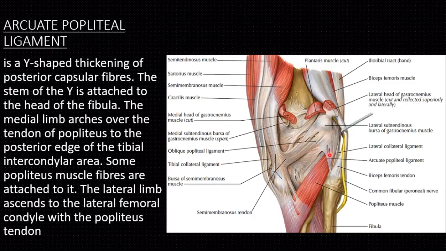It is arching over the tendon of popliteus, and some muscle fibers of the popliteus muscle are attached to it. Then the lateral limb is somewhere here, usually ascending to the lateral femoral condyle together with the popliteus tendon. So it has a medial limb which is arching there, and a lateral limb. Then the stem is attached to the head of fibula.